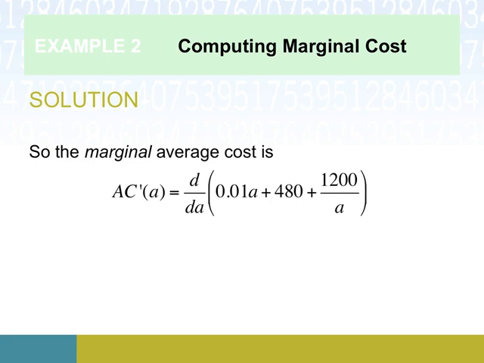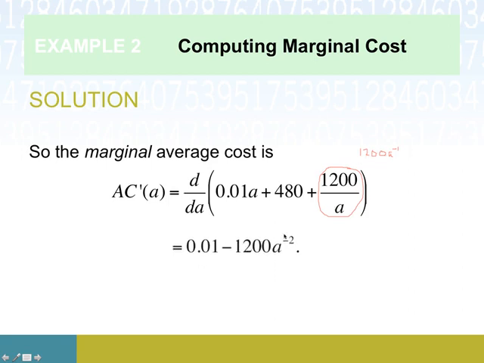So we just arrived at 0.01A plus 480 plus 1200 over A. So we'd like to take the derivative of that. One quick reminder that's useful here: this expression could be rewritten so that it actually looks like some power rule. Because right now it looks like we'd have to do quotient rule. But since A is in the denominator by itself, we could really write this as 1200A to the -1 power. And then that's all set up for power rule to work very nicely.